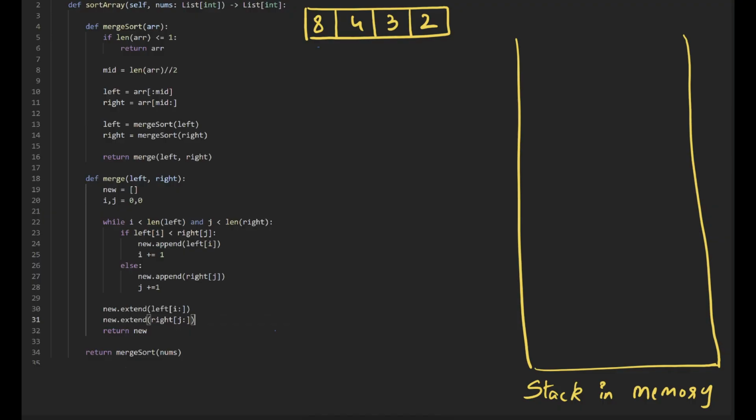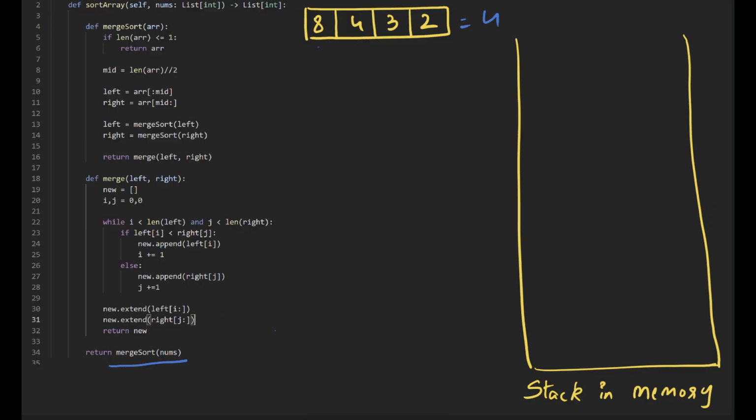Now let us start. Here we have an input array of length 4, and for the first time merge sort is called in line number 34. Remember a concept that you will have a stack in the memory. Every time any function is called, you will track that function call in the memory, and every time that particular function returns, the entry will be popped out from the stack in memory.